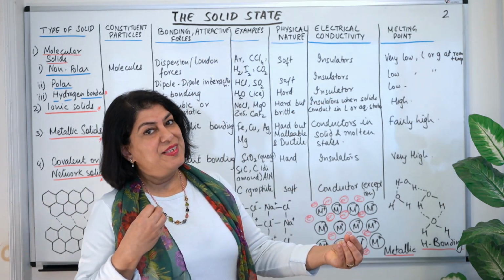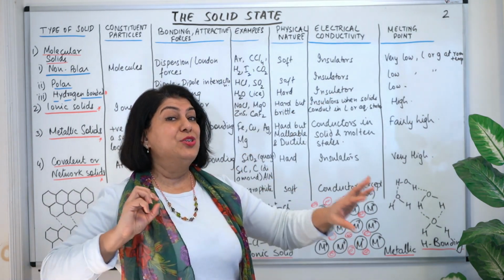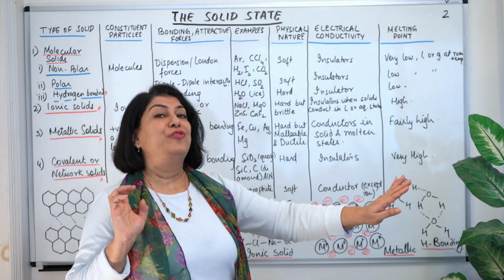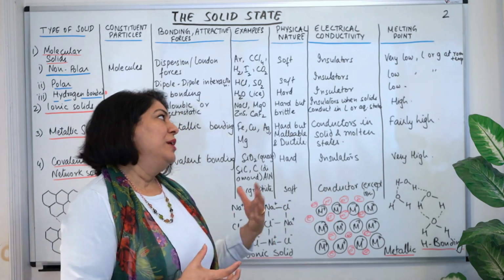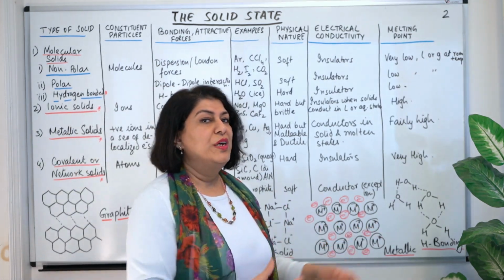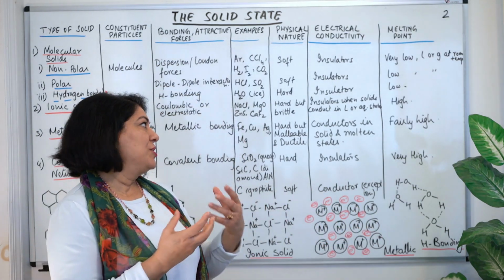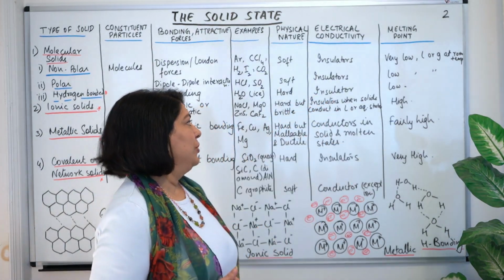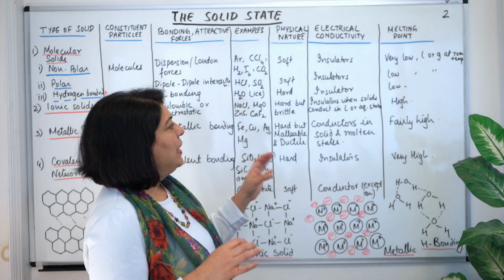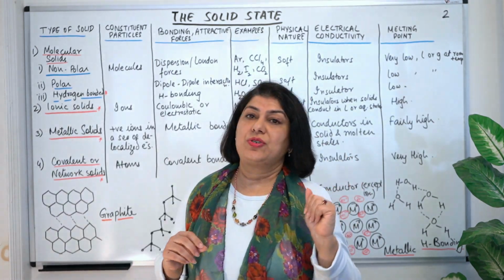Although there is polarity, there is no complete total separation of charges or total transfer of electrons. Therefore, the ions cannot move, the electrons and the positive charges cannot move individually, and therefore that is also an insulator. So that was about the molecular solids.